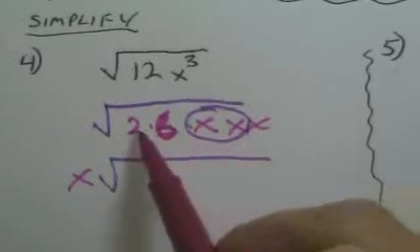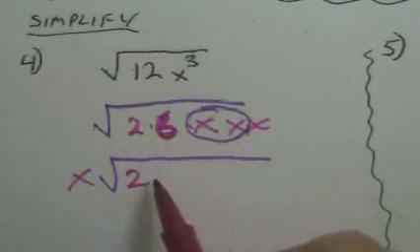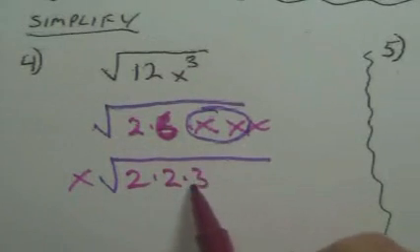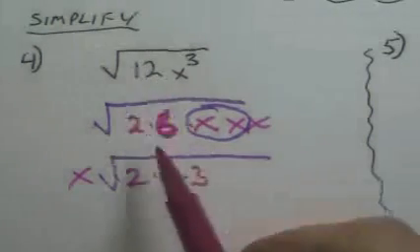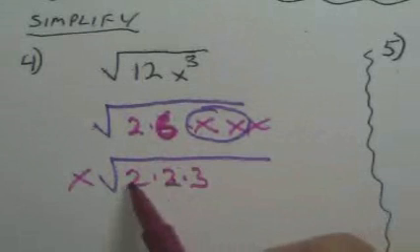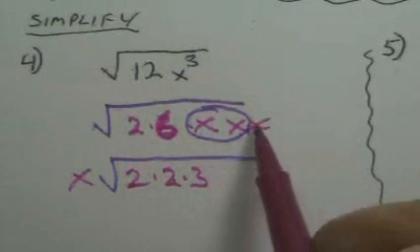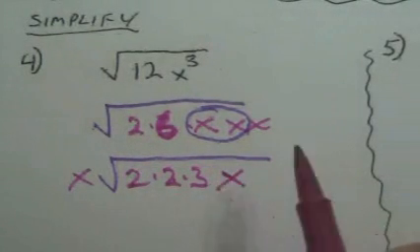And what do I have left in there? I have 2 times 6. Well, 6 can be broken down. 2 times 3 is 6. So really, this 12 is 2 times 2 times 3. That's 4 times 3. That's 12. And then I have one more x still left.